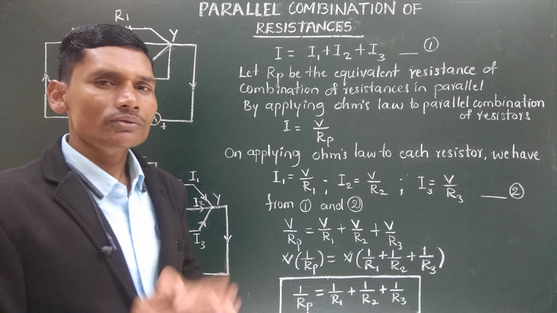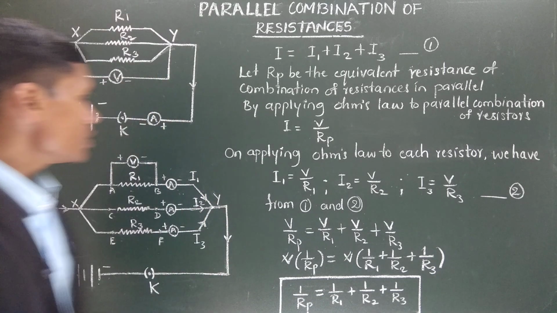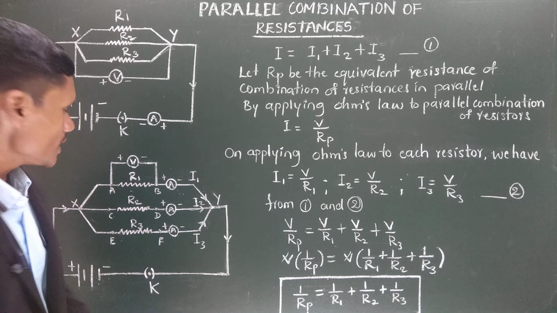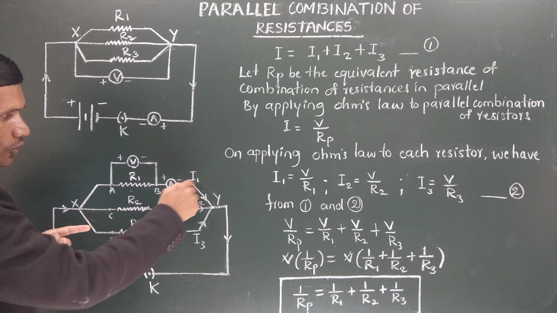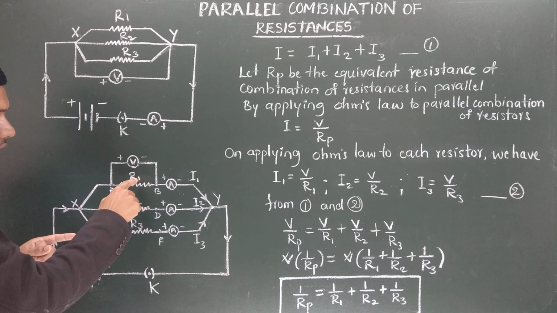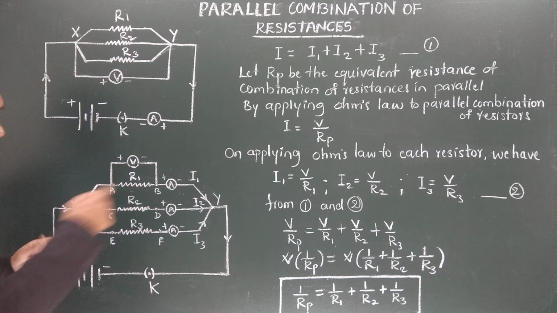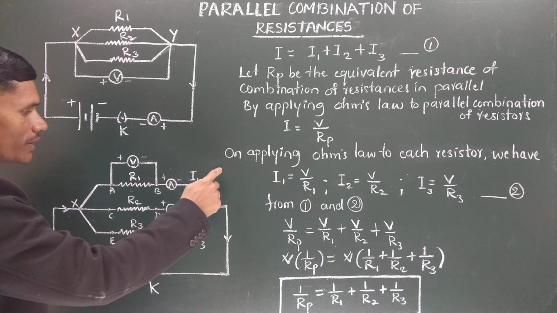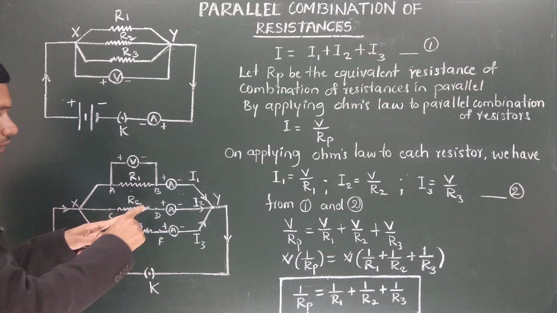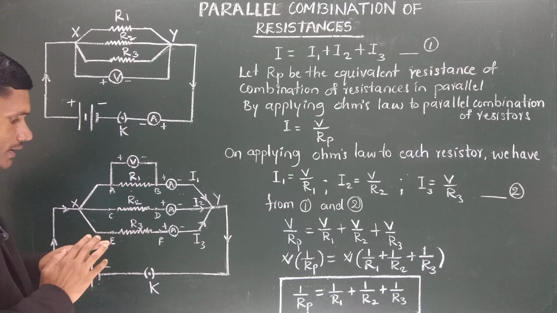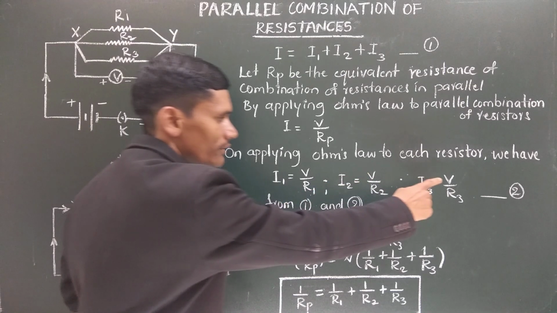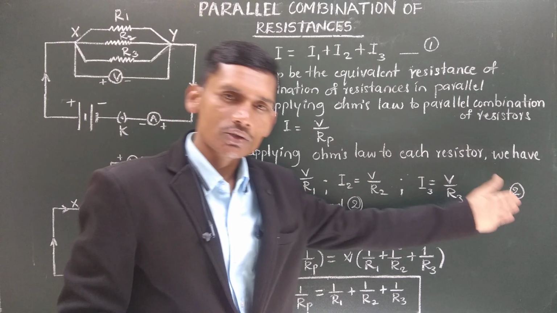Now, let us apply the same Ohm's law to individual resistors R1, R2, R3. According to Ohm's law, instead of I, we take I1 now, and instead of phi by R, we take phi by R1, since it is resistor 1. So I1 is equal to phi by R1. Similarly, for resistor 2, I2 is equal to phi by R2, and for resistor R3, I3 is equal to phi by R3. Let us call this equation 2.